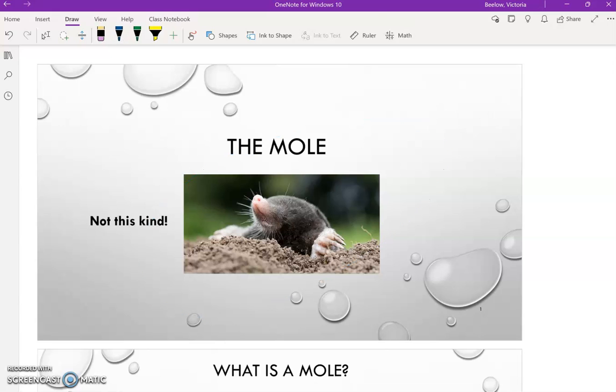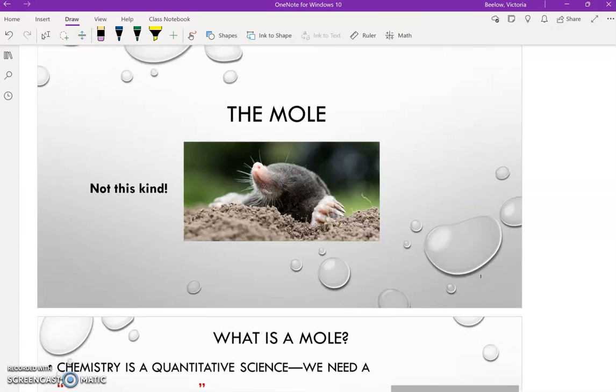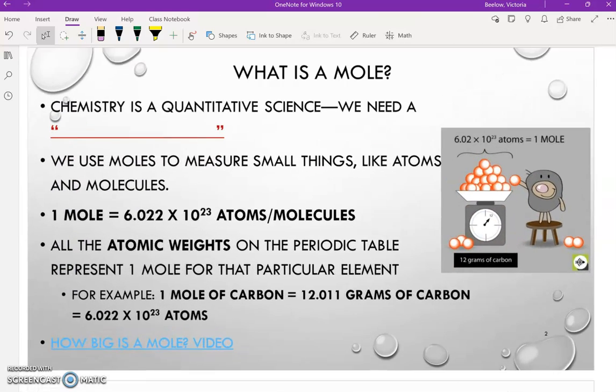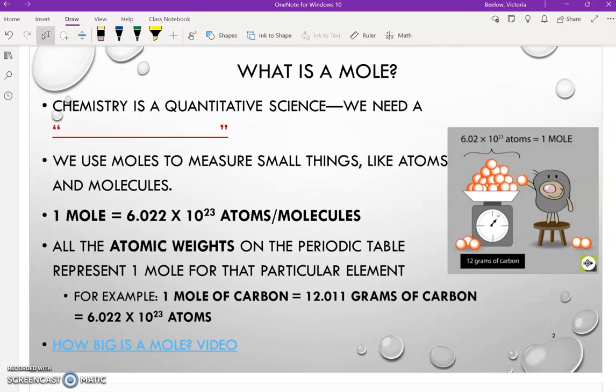Not this type of mole, but a unit that we use in chemistry. So what is a mole? Chemistry is a quantitative science, meaning we often have to be able to count things and measure things. So therefore we're talking about really small things, so we need some type of a counting unit. We need a unit to count things like atoms, which are really, really small. So we use moles to measure small things like atoms or molecules.